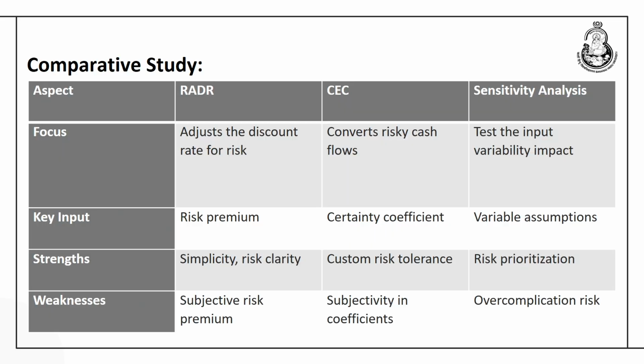Now, if you compare all the three methods of incorporating risk in capital budgeting, we see that the focus of RADR is adjusting the discount rate, that is the denominator, whereas under the CE method risk is incorporated in the numerator. Sensitivity analysis is going to test the impact of input variability on the final outcome, that is the NPV. The key input under RADR is the risk premium. Under CEC, it is the alpha value, which is the certainty equivalent coefficient, whereas sensitivity analysis is going to have so many variables as the key input.